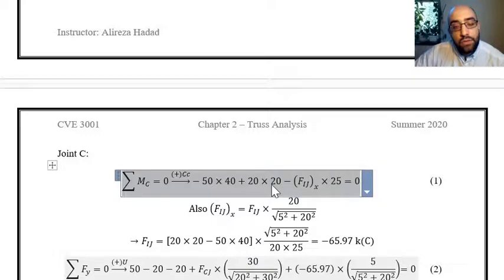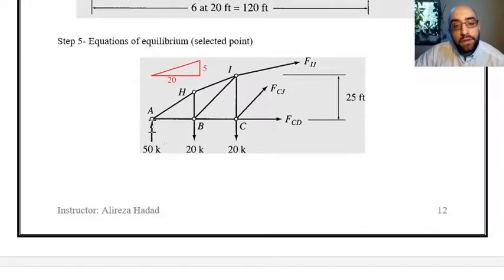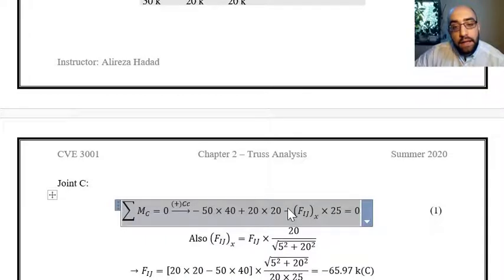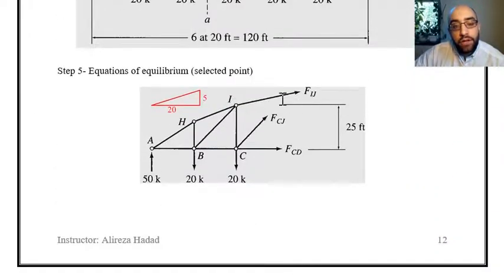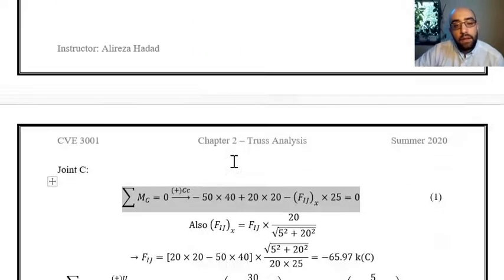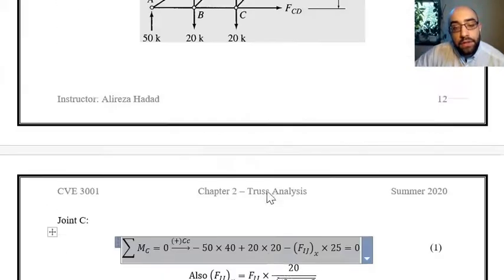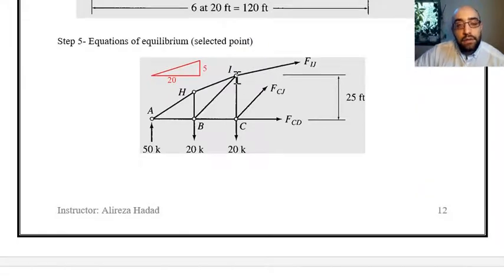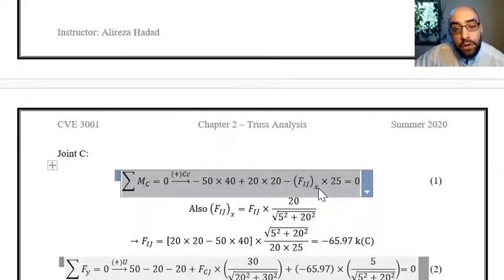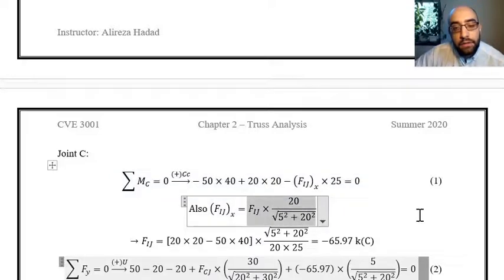As you can see, these two are the moments because of these two forces about point C. And this term over here is the moment because of the horizontal component of Fij about point C. It is mentioned over here. It is negative because the moment because of the horizontal component will be clockwise. That's why it is negative. And the horizontal component itself can be found based on this term over here, very similar to the way that we used before in finding the horizontal component.